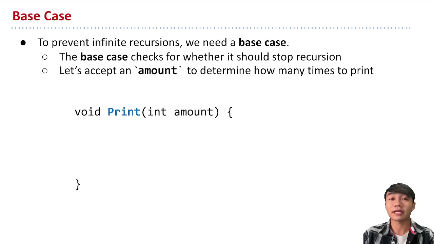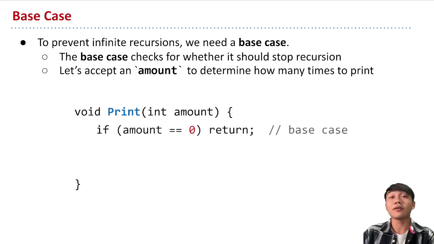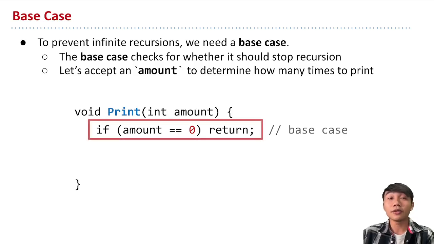So what should our base case be? The base case is often the simplest case. It's the case that can be completed without needing to make a recursive call. If we want to print out some amount of times, our simplest case might be to just check if the amount is 0, because then we'd know that we don't need to print anything out and we can just return.